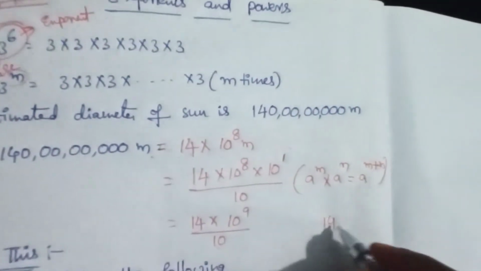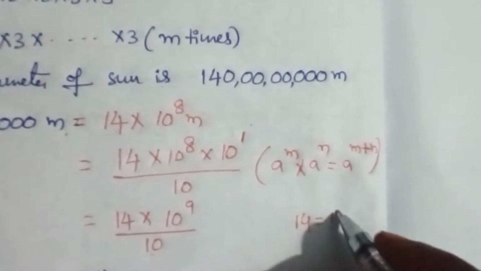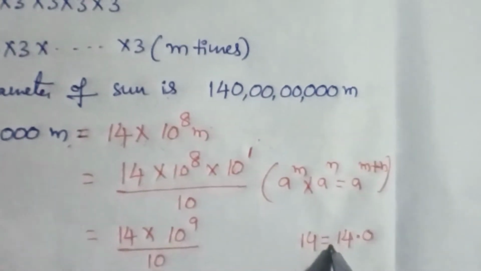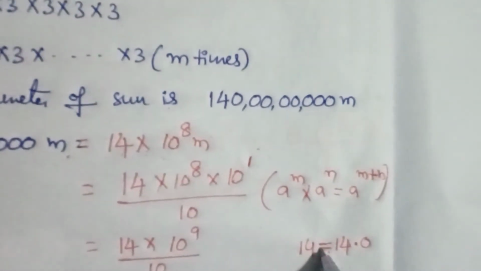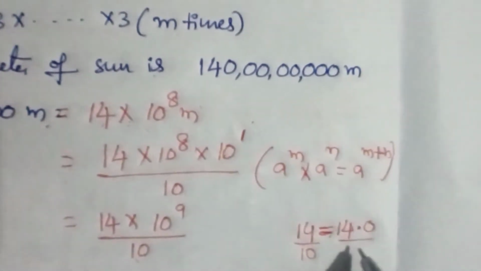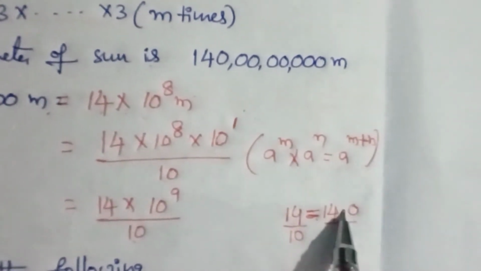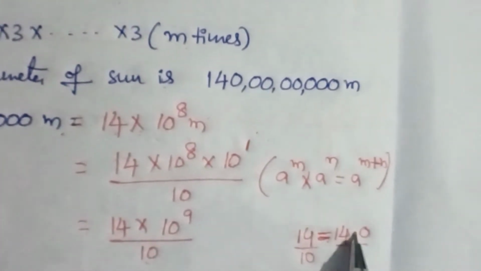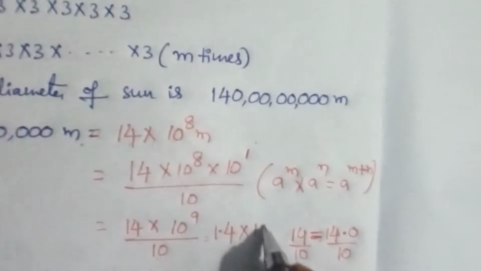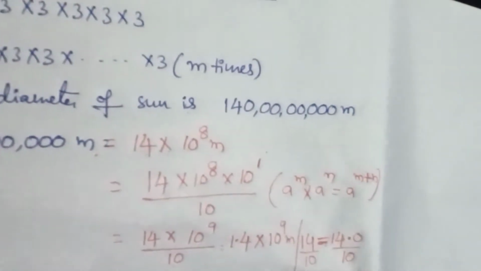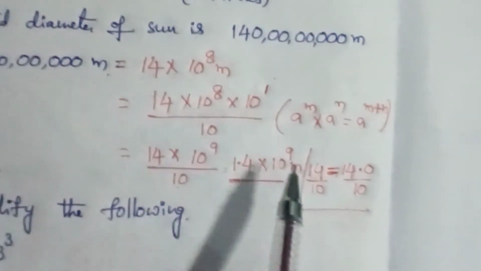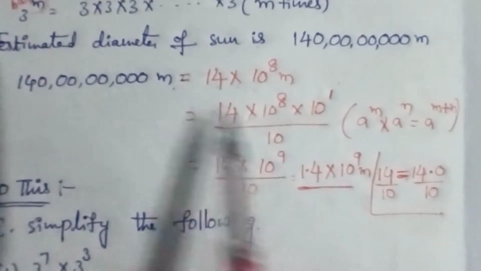Suppose 14 is equal to 14.0. Both are equal. So here we have by 10, and the decimal point moves one place to the left. So we get 1.4 into 10 power 9 meters. This is the standard form of this number.